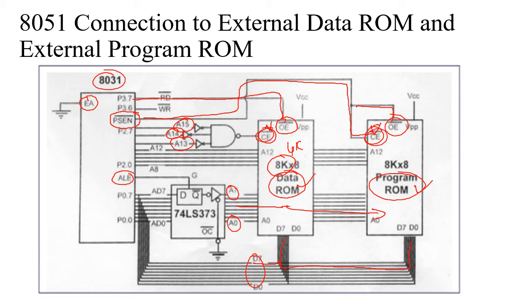However, the microcontroller will not understand anything. It just receives the data that is loaded into the bus lines. So based on which chip is enabled, the data will be loaded into these bus lines and it will go to the microcontroller. This is how we can interface data ROM and program ROM to the 8051 microcontroller simultaneously.